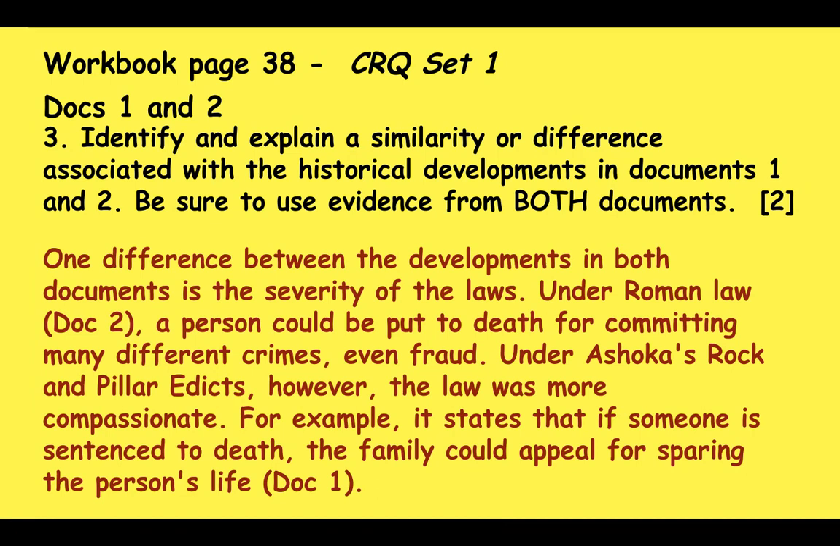All right, so I said under Roman law, which is document 2, a person could be put to death for committing many different crimes, even fraud, which is something that we don't think of as punishable by death. Okay, so that's Roman law. Under Ashoka's Rock and Pillar Edicts, however, the law was more compassionate. For example, it states that if someone is sentenced to death, the family could actually appeal to the government for sparing that person's life. See, and I got that last sentence right from document 1.